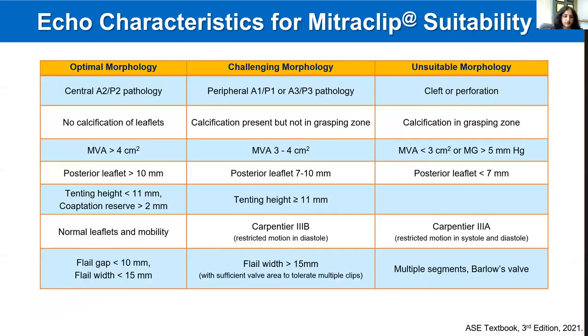This is from our ASE textbook on the echo characteristics for MitraClip suitability. It's a nice table that you can go through that basically outlines optimal morphology, challenging morphology, and then what we consider unsuitable morphology for the clip.